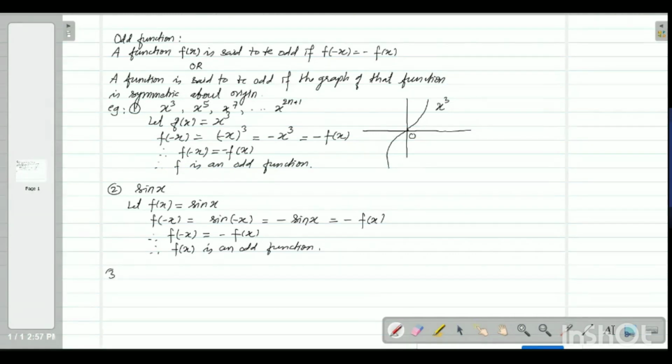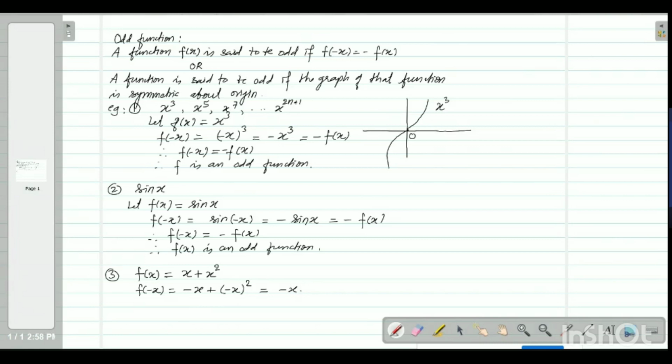Example number 3. Suppose I am taking the function x plus x square. I am checking whether this function is even or odd. So just replace x by minus x. This gives minus x plus minus x the whole square. Minus x the whole square can be written as what?